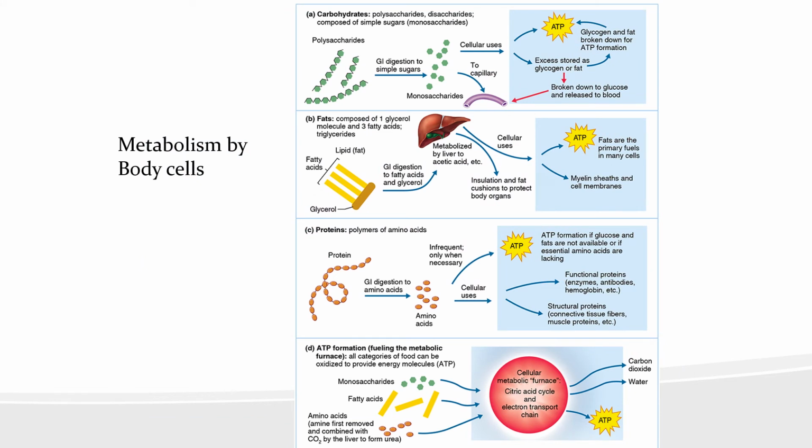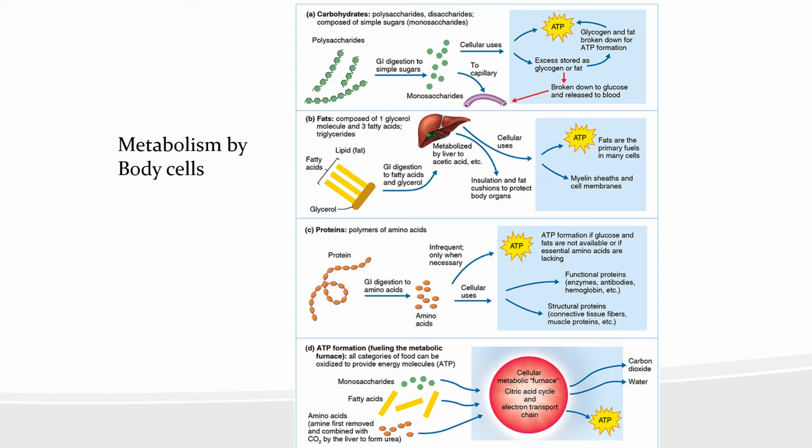So this chart is pretty handy for summarizing metabolism by body cells. So carbohydrates: polysaccharides, disaccharides, and monosaccharides. Polysaccharides via digestion turn into simple sugars. Cellular uses: ATP. Some go to the capillary. Excess is stored as glycogen or fat, broken down to glucose and released to the blood, again to the capillary, and glycogen and fat are broken down for ATP formation.